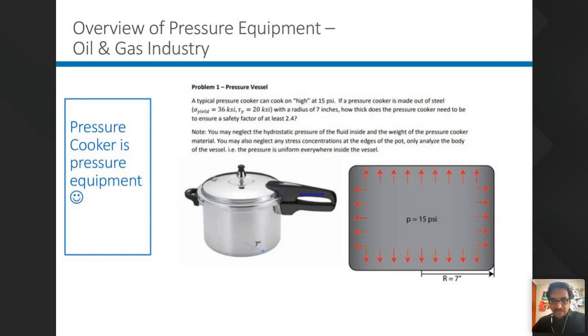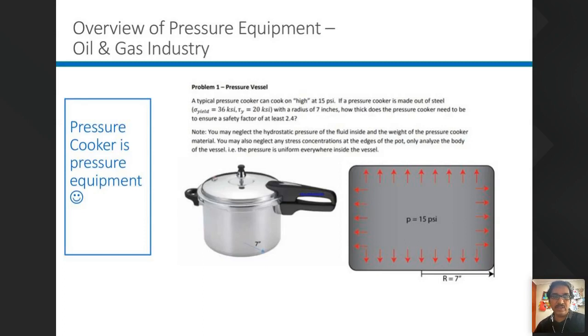So if we have to design a pressure cooker of, say, 5 liters capacity, in this example, the radius is 7 inches, so 14 inches of diameter. And we have a material of allowable stress 20,000 PSI. If you have to decide what the thickness of this cooker should be so as not to blast, we have to calculate the thickness, with a factor of safety of 2.4. Probably give it a try. It's a very basic calculation, but I just want to share something later on. We'll get back to this.